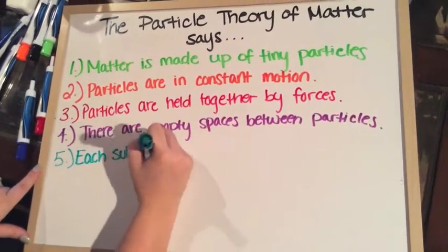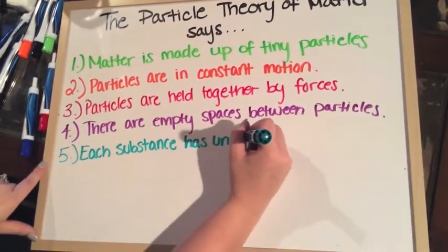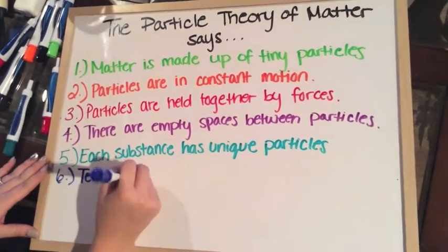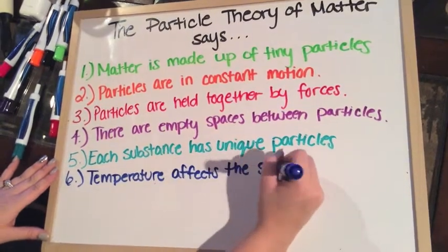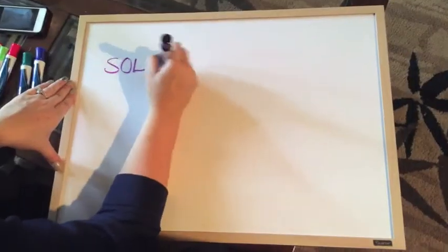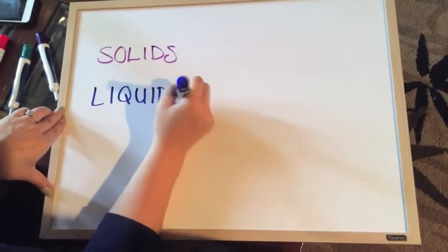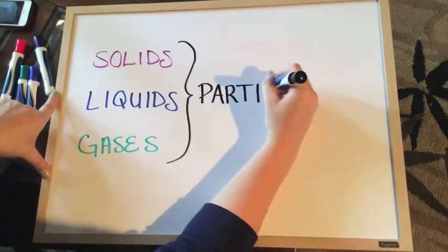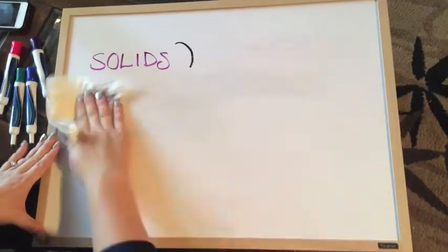Number five, each substance has unique particles. And number six, temperature affects the speed of particles. Today we're going to be learning about solids, liquids, and gases. What do these three have in common? They all have particles.